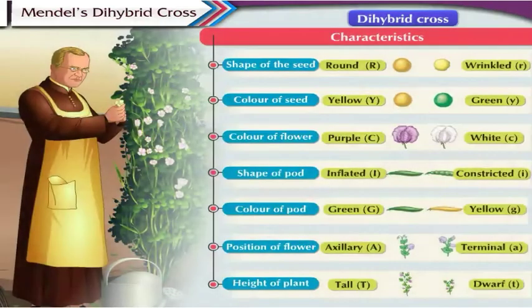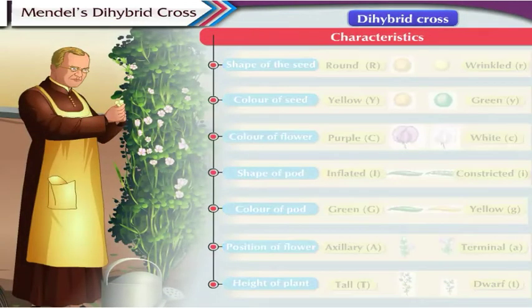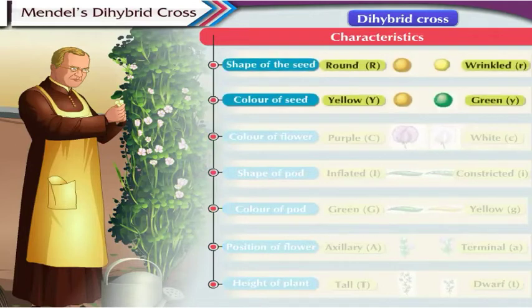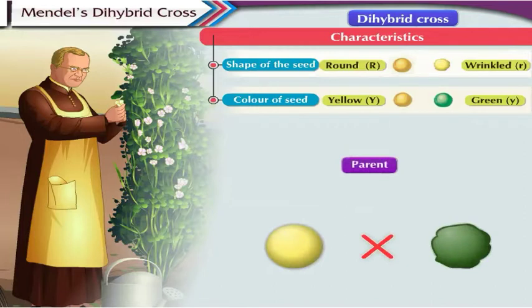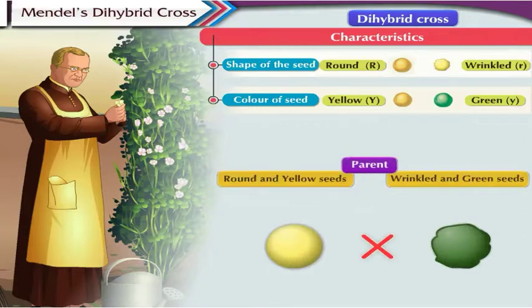In this experiment, since there are two pairs of contrasting characters, namely seed shape and seed color, it is called a dihybrid cross. Let us understand about the dihybrid cross of pea plants involving round and yellow seeds with wrinkled and green seeds.